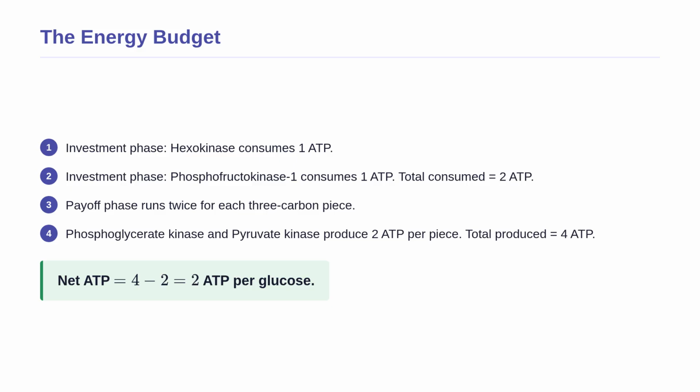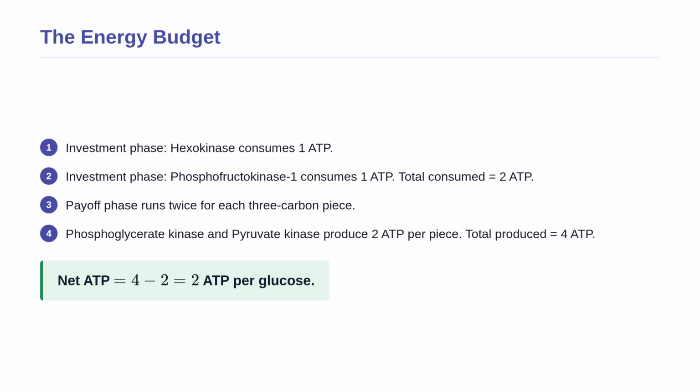Now that we have our formula, let us walk through a practical accounting problem. We need to calculate the exact net yield of ATP. First, in the investment phase, the enzyme hexokinase consumes 1 ATP, and phosphofructokinase 1 consumes a second ATP. So our total consumed is 2 ATP.